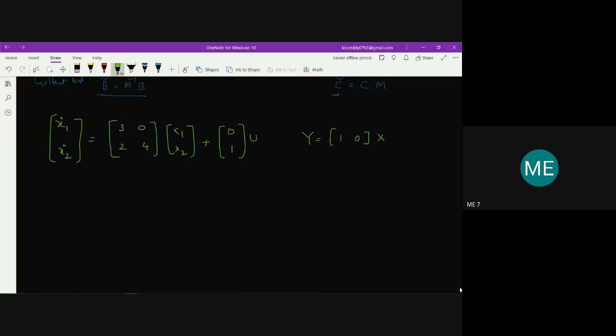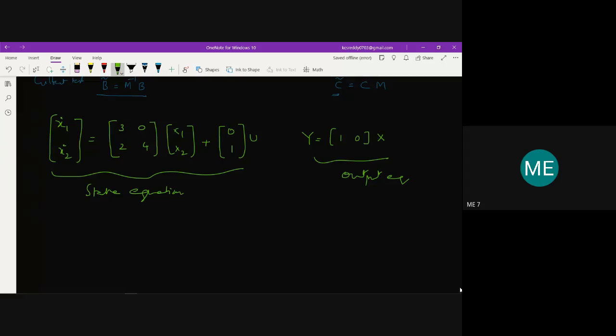So from this, this is the state equation, and this represents the output equation. Together we can call it the state model. So he has given the state model for a system. Then we need to find out the controllability as well as observability by both Kalman's test as well as Gilbert test.